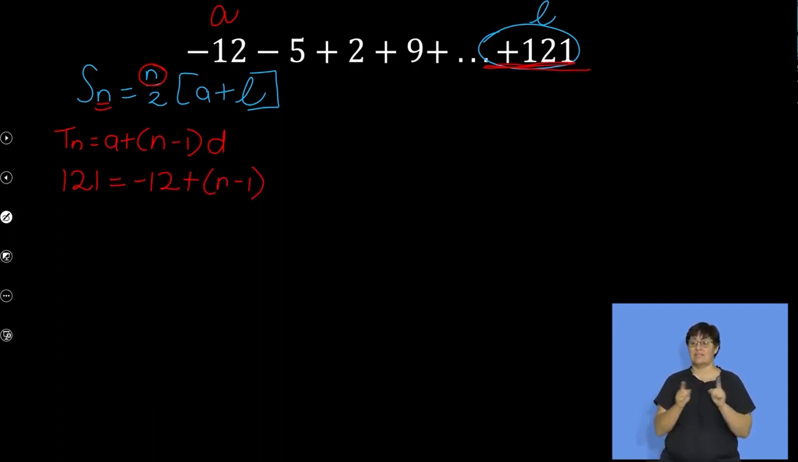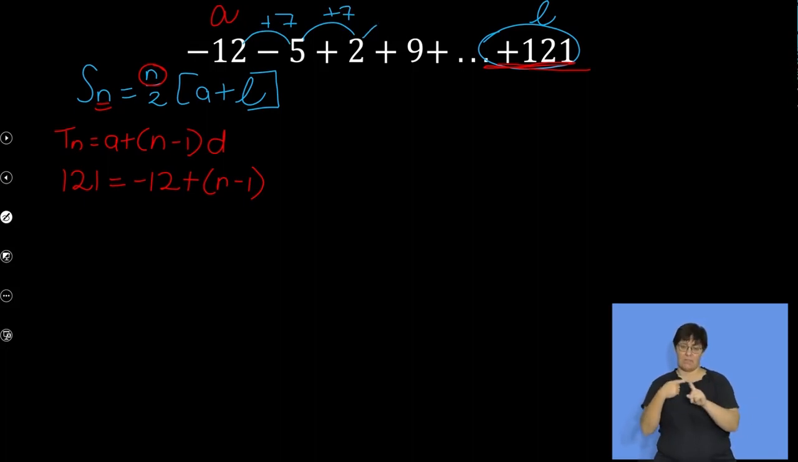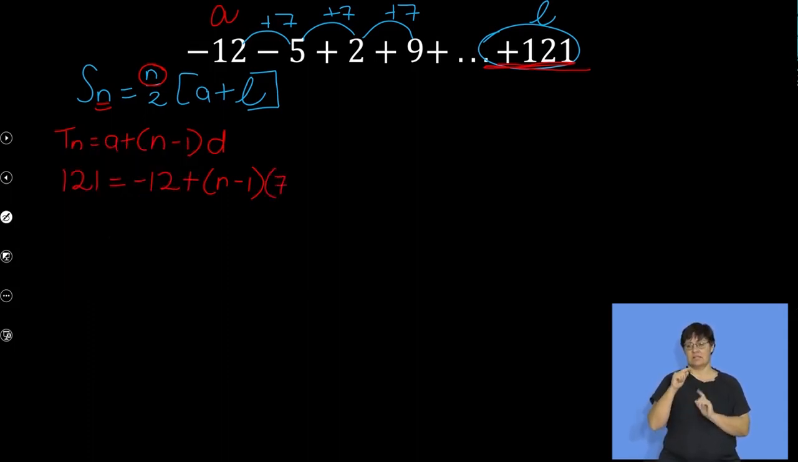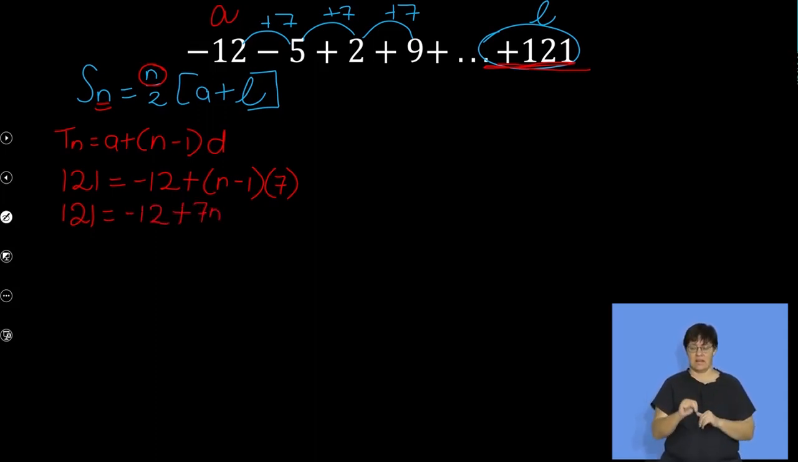And my common difference, if we have a look at our question, we can see the positive 7 is our common difference that we have added each time to the different terms of the sequence. So going back to the calculation, it's going to be times 7. So the next line will be 121 is equal to negative 12 plus 7n minus 7. Then my next line will be 121 equals negative 12 minus 7, which is negative 19, plus 7n.